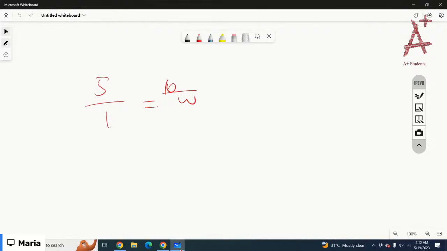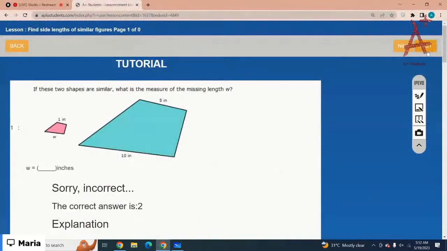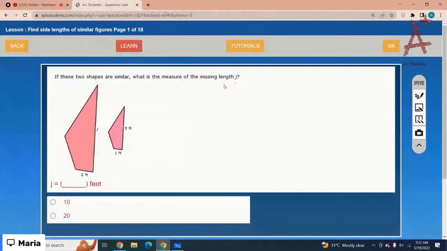Just do cross multiplication. It would be 5 times W equals 10 times 1. Now divide both sides by 5. So it would cancel out, and W equals 10 times 1 is 10, 10 over 5, that equals 2. Got it? That means W equals 2. So whenever you have to find the missing side length of similar shapes, what you have to do is form a proportion between the given sides. Got it? Let's just start with the first one.